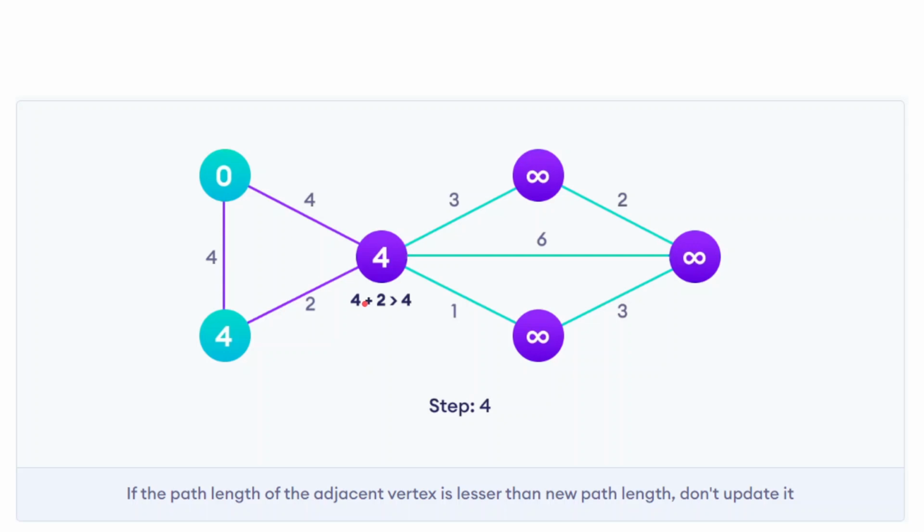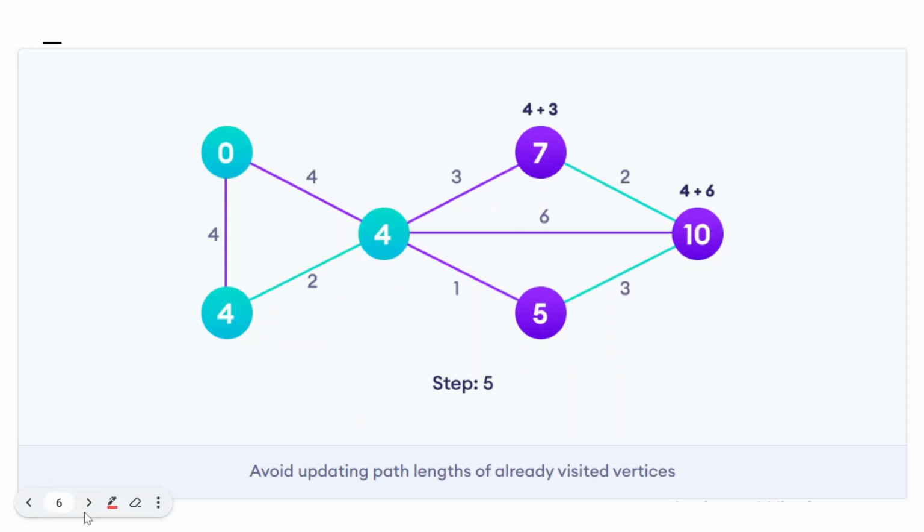Yeah. As you can see, you're trying this node and checking whether this distance is smaller than the current distance of this node. Like 4 plus 2, is this smaller than 4? No, it's greater. So you're not changing that. That's the same thing as I told before. Okay, so now let's come here.